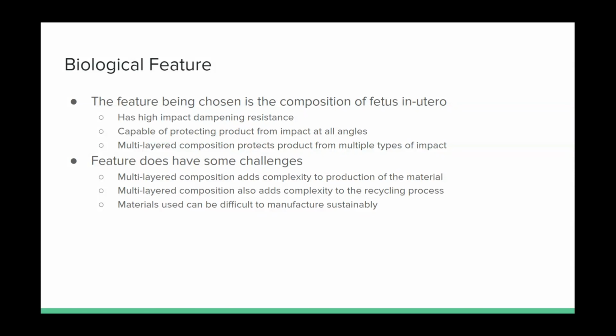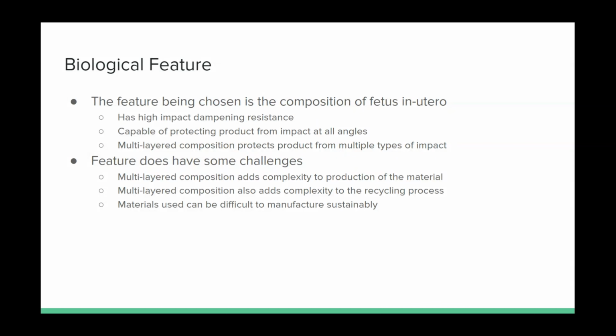Now, moving on to the feature that we've chosen to mimic in our design. The feature that we've chosen to pull from is the fetus in utero. It has a high impact resistance. It's able to protect the fetus from a lot of strong impacts. It allows protection from all angles in its design, and the multi-layered composition protects from multiple different types of impact, whether it be slow but constant or quick and forceful. It provides protection from a lot of different types of impact.